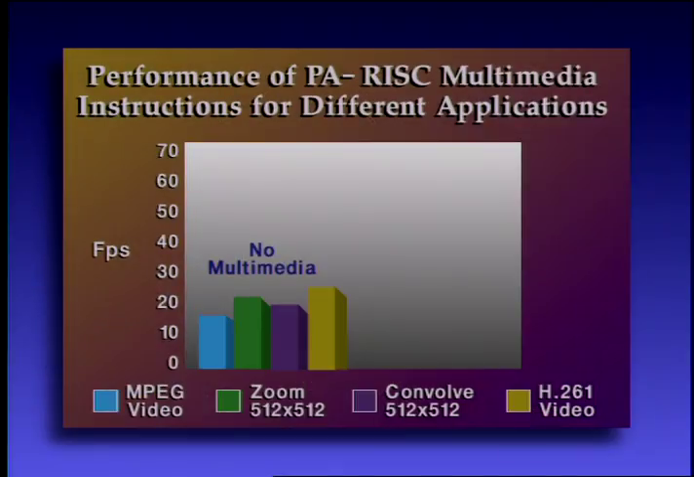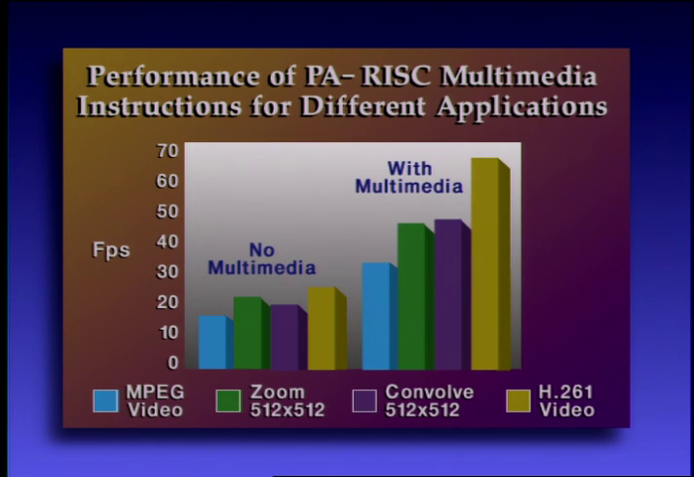The following chart shows that these PA-RISC multimedia instructions are useful not only for MPEG decompression, but for other kinds of multimedia applications as well. This chart shows 4 applications run first without multimedia instructions on the left, and then with multimedia instructions on the right. The applications are color-coded. We can see that the same applications running with multimedia instructions are quite a bit faster than those running without. The speedup is anywhere from 1.9 to 2.7 times.